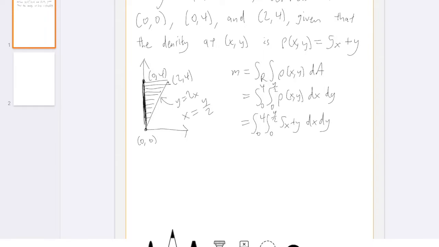And wow, this looks familiar. This is just the warm-up. And the reason I did the warm-up is because that's basically all you need to do once you set it up to evaluate it. So since we already did this, we know that it's equal to 24, and then it would be mass units.